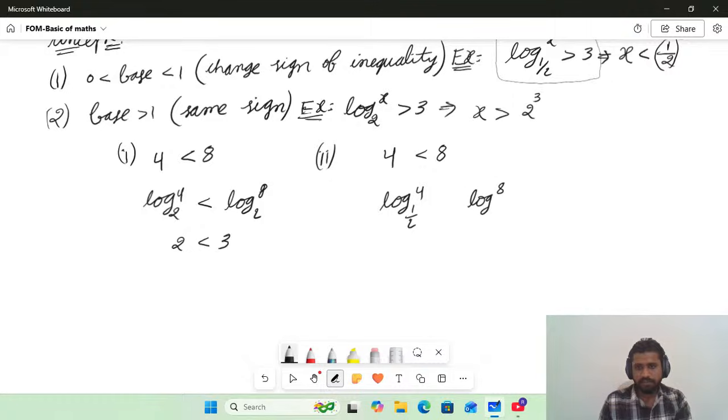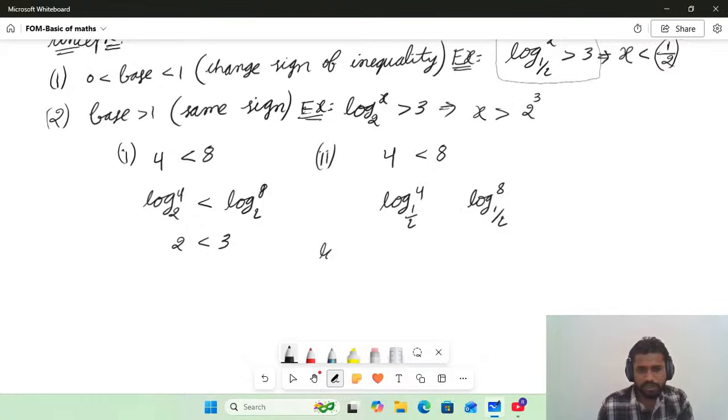Now what is the sign of the inequality? Which one is greater, log 4 or log 8? First tell me the values of log 4 and log 8. Find out these two values and tell me in the chat box.